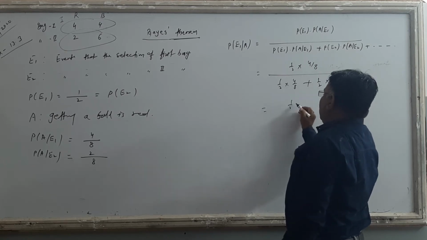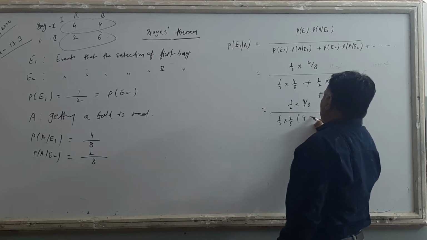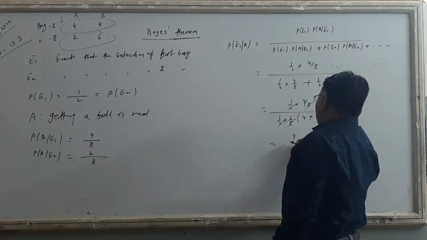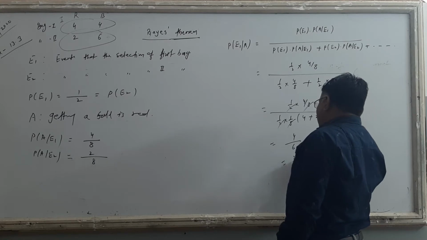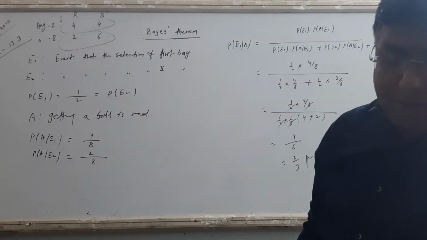Now solve. 1 by 2 as it is in the above term, and in the below term 1 by 2 is common and 1 by 8 is common, leaving 4 plus 2. Then 8 cancels, 2 cancels with 2. Now the above term 4 plus 2 is 6, so it is 2 by 3. This is the answer. Right? This question will come in the board exam 100%.